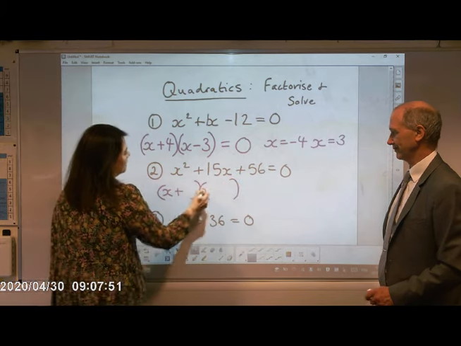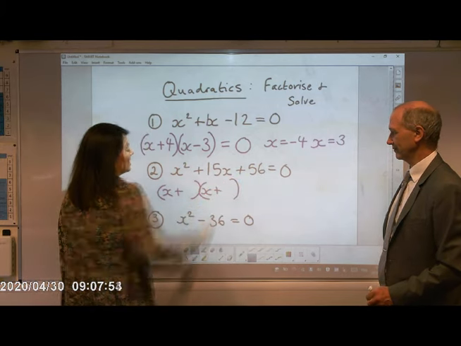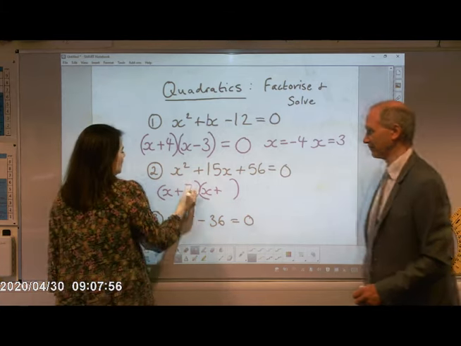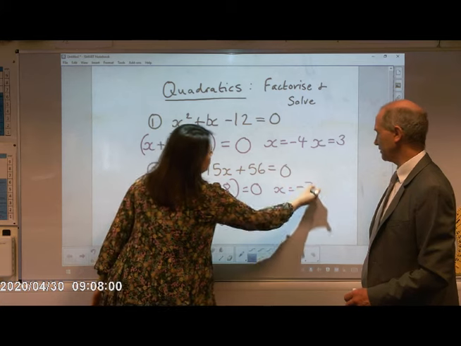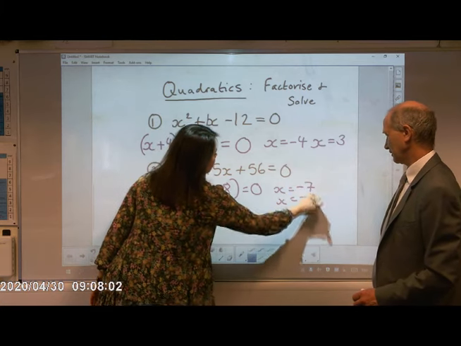The next one is going to be as quick. I look at this and I know both are going to be positive. 56 is my favourite times table. It's 7 times 8, and therefore my 7 and 8 make 15. Solutions are minus 7 and minus 8.